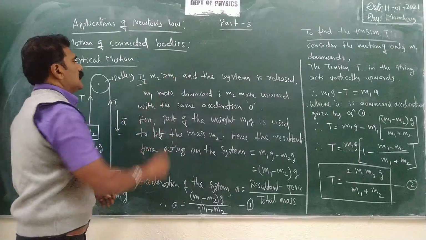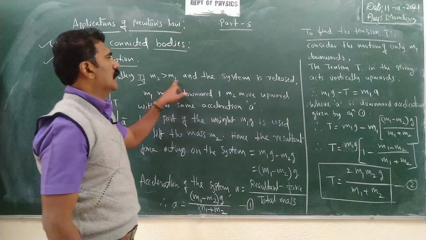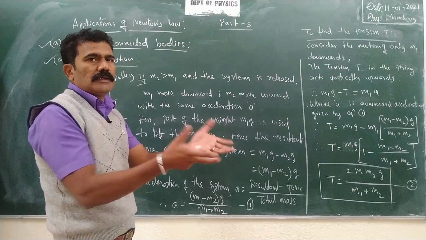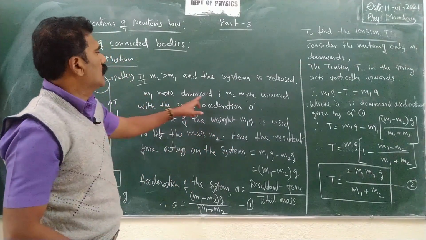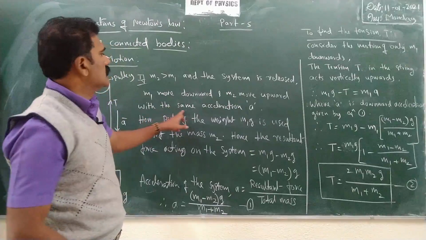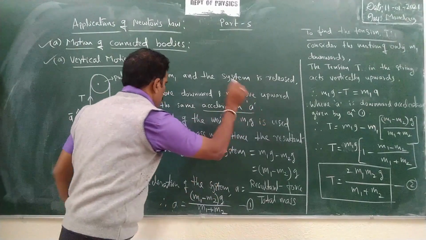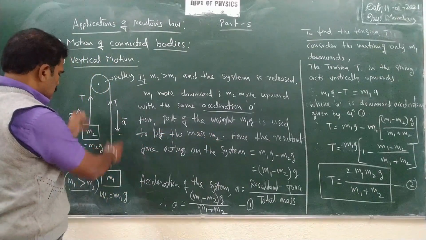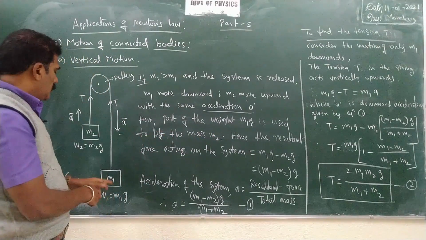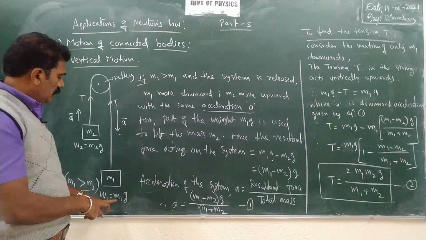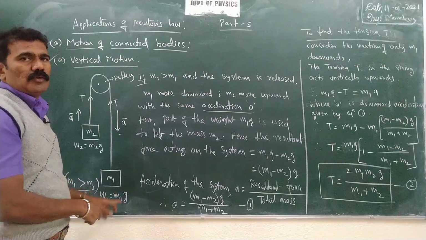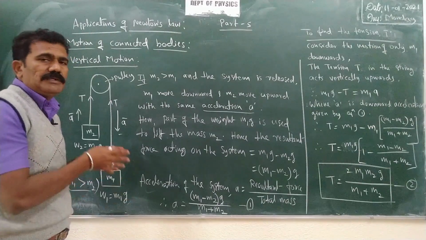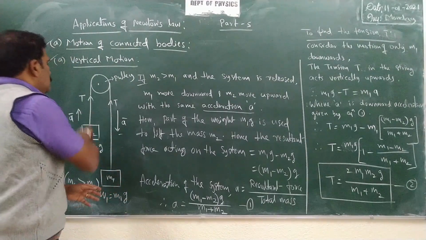Now the same thing I have written here. If M1 is greater than M2 and the system is released, just initially you are holding the system, the moment you release, M1 moves downwards and M2 moves upward with the same acceleration A. So when the system is moving like this, what is the weight of the mass M1? Weight is given by M1 into G. But it is not moving freely. Part of its weight is utilized in lifting the mass M2.